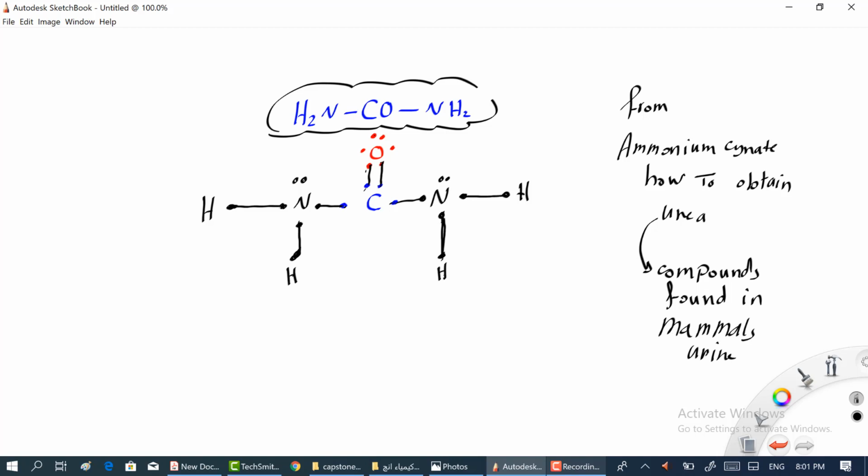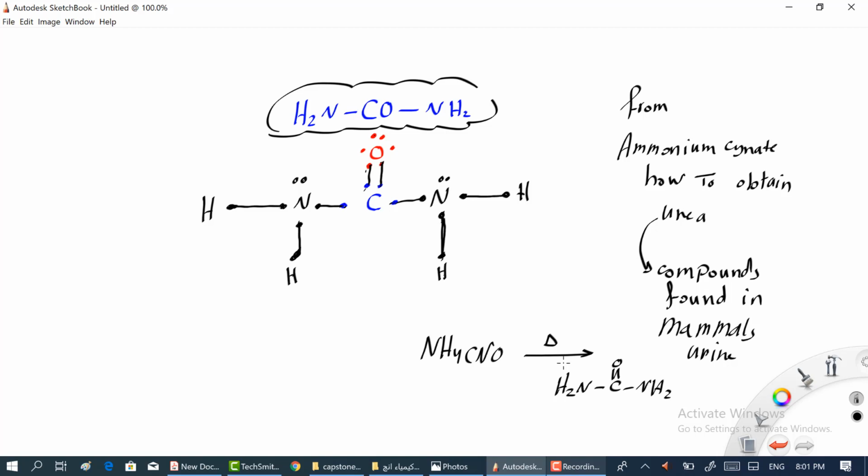How to obtain urea from ammonium cyanate NH4CNO by the effect of the heat: C double bond O, NH2, NH2. Okay, so firstly the classification according to Berzelius, the vital force theory, and Wöhler, who destroyed the vital force theory.